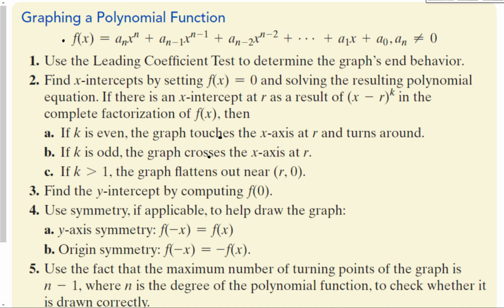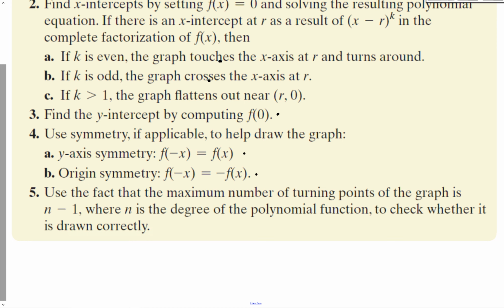We find the y-intercept by computing f of 0. We use symmetry: we determine whether or not the function is even or odd to help us graph other pieces. And then finally, use the fact that the maximum number of turning points of the graph is always n minus 1, where n is the degree of the polynomial function, to check whether it is drawn correctly. Okay, so that's going to be our check. And then, of course, if we need more information, pick more points to graph.